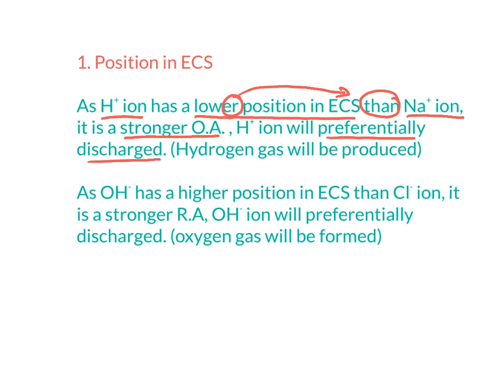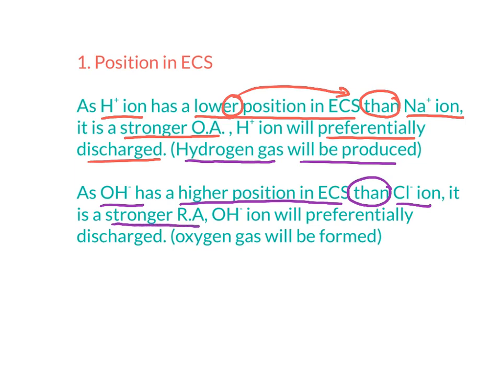Sometimes the question is asking why hydrogen gas will be produced. In that case, don't write something that just echoes the question. At that time, you may have to say, hydrogen gas will be produced. So it depends on the question. The same thing happens for the anion part. You have to say that they have a higher position in the ECS than the other ions, and that it is a stronger reducing agent this time, not oxidizing agent. So it will be like that. You may pause the video and write it down in your notebook. This one is very useful.